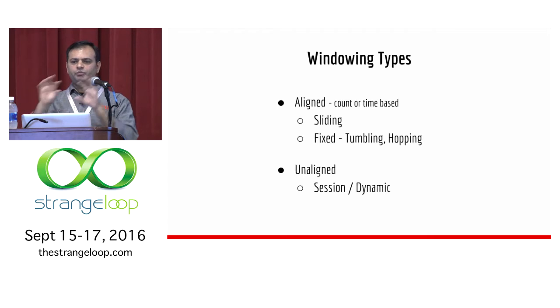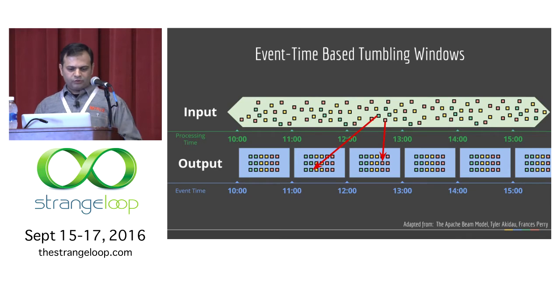With unaligned windows, you're picking and choosing out of it. Tumbling windows and sliding windows would be aligned because you're taking fixed chunks of your data, and everything in that chunk, you're using for processing. Versus something like session windowing, where you're picking and choosing which events fall into a certain window. So let's look at an example.